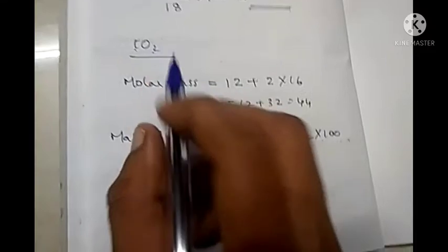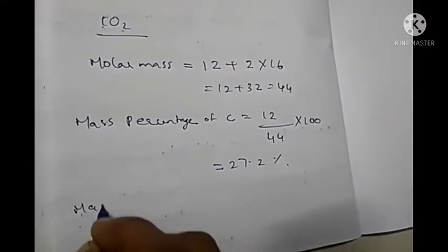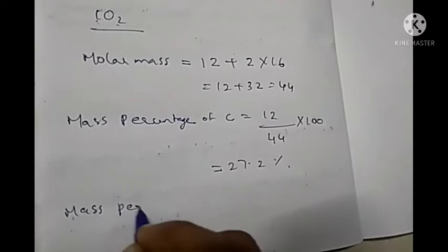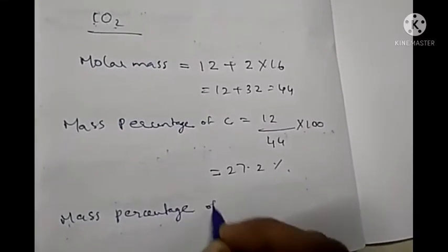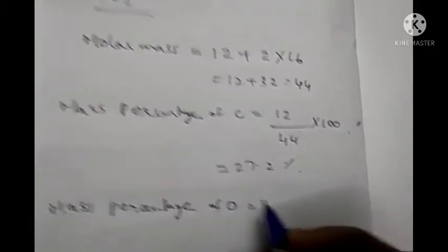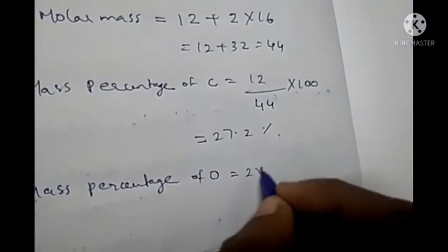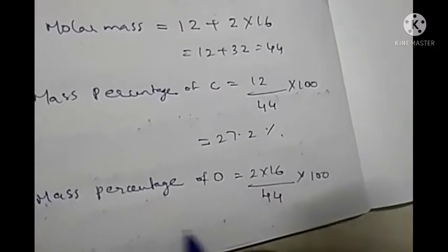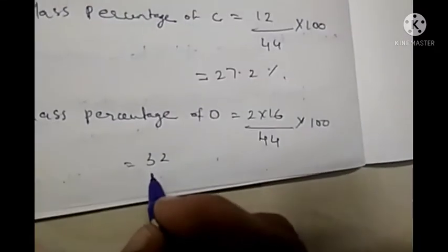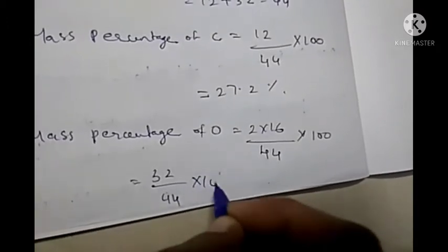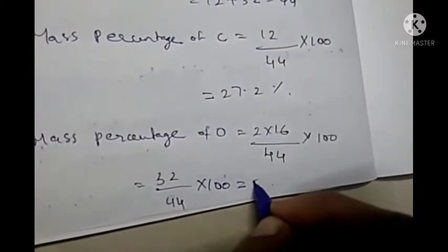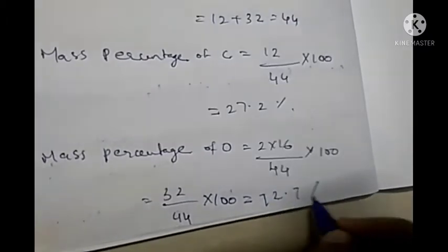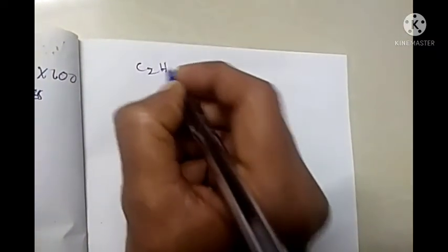Then next we can calculate the percentage of oxygen in carbon dioxide. Mass percentage of oxygen is equal to mass of oxygen in that compound. Only 2 oxygen atoms are there, so 2 into 16 divided by molar mass 44 into 100. That is equal to 32 divided by 44 into 100, which is 72.7%. Now we can study one more example, that is ethanol, C2H5OH.